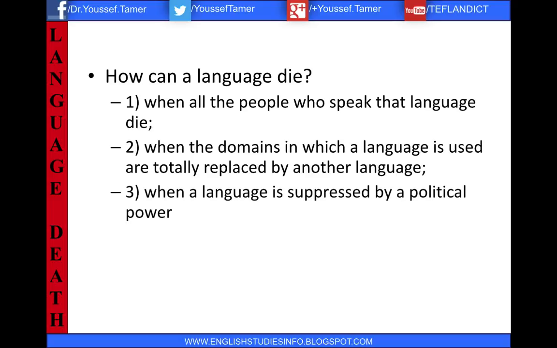Another reason: when a language is suppressed by a political power, okay, when you have a political power that tries to suppress that language, for whatever reason. I don't know what the reason could be, but you have the politically powerful people who try to suppress it. In our context, for Amazigh, it's completely different from this. That's why, for Amazigh, as we are going to see later on, we are not talking about language death, we are talking about language revival. We're going to see this when we come to the concept of language revival. Okay, so in other contexts, you could have this.